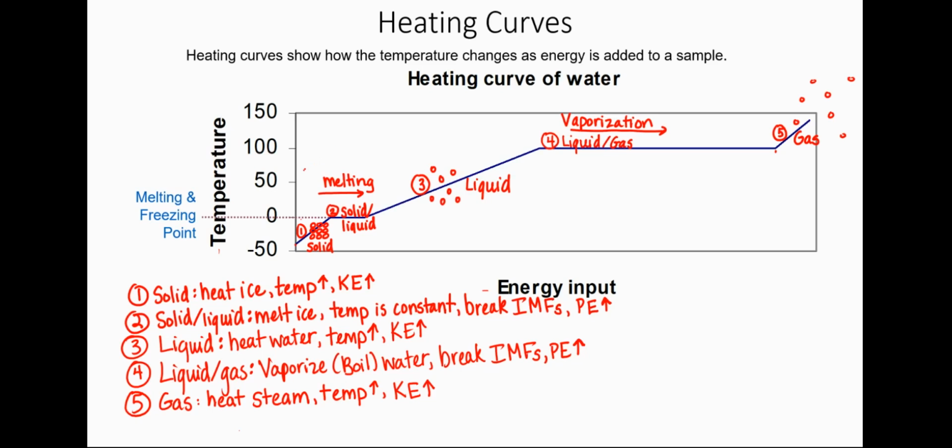So what we can stop and look at is that as we move up the heating curve, we are adding in heat energy. And so our water absorbs heat energy, and that is all endothermic. Melting, boiling, are endothermic processes.